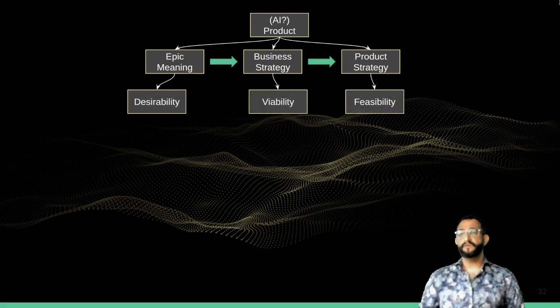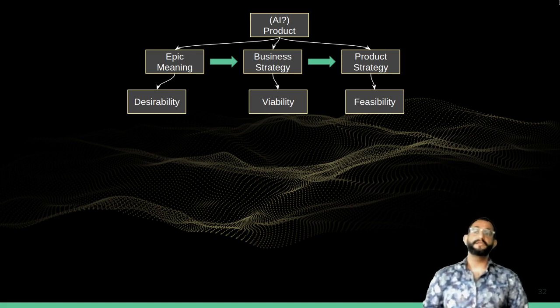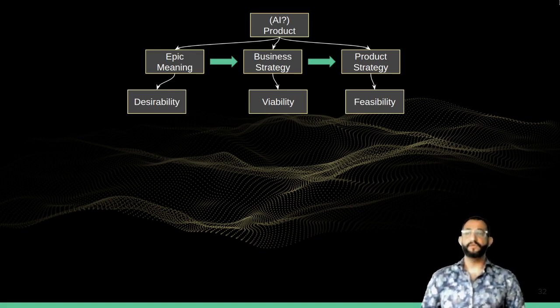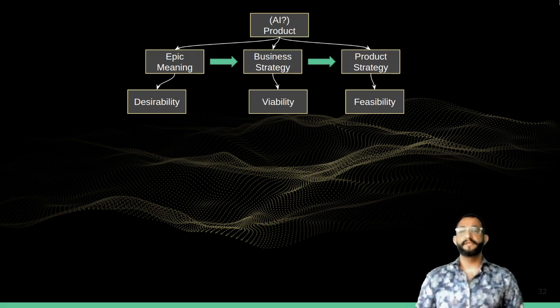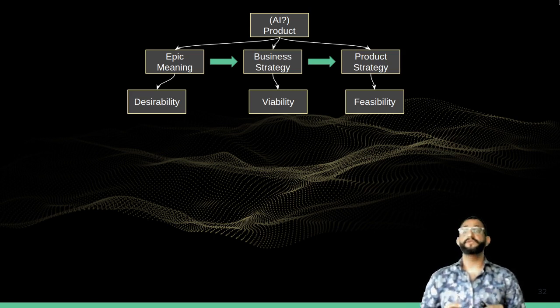These three are closely related to three types of risk that you have to tackle right in the discovery phase. Epic meaning is closely related to value or desirability risk. In other words, the way you reach your epic meaning is by ensuring what you want to build solves a meaningful problem for some users to a level that they desire it.